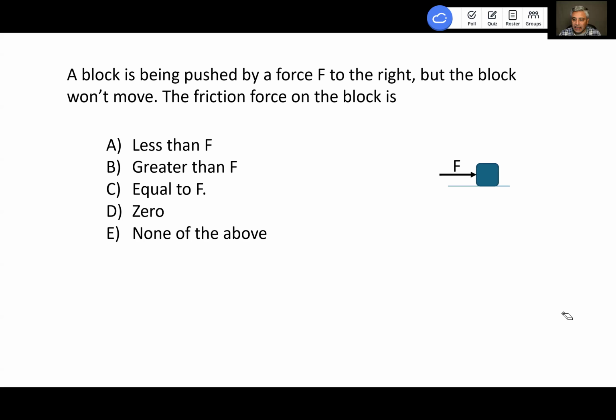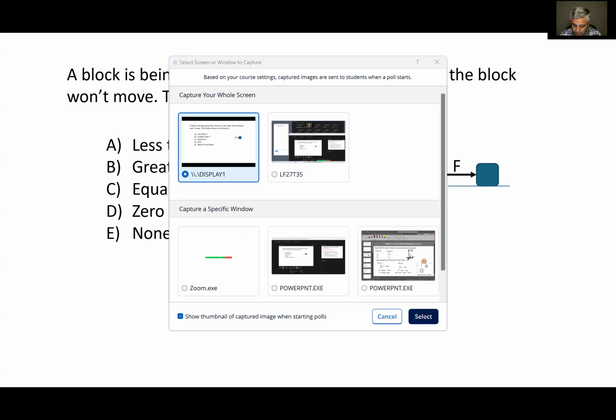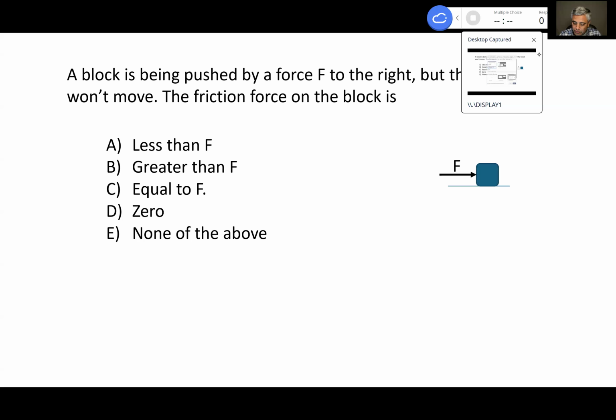Okay, then I have a question for you. So I'll open the poll. Simple question here. Being very fast, I am giving you 1 minute and 30 seconds.